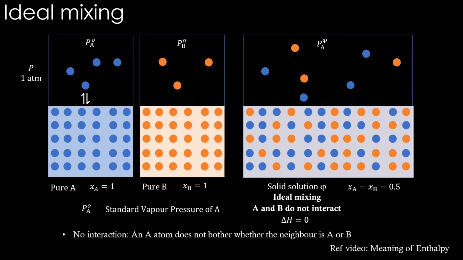In this ideal mixing case, the number of A atoms in the vapor state are exactly the same as those on top of pure A. Therefore, the standard partial pressure multiplied by the mole fraction of A in the solid solution is the partial pressure on top of the solid solution phi. Similarly, we can get partial pressure of B on top of phi.